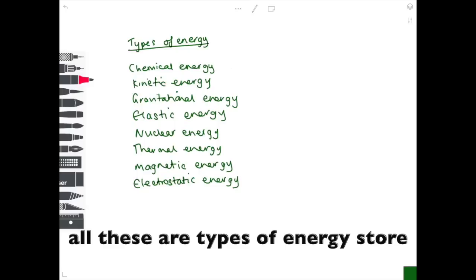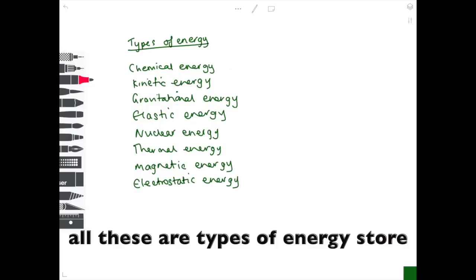So starting with chemical energy, this is to do with energy stores and it's associated with chemical bonds. And really your examples here are things like food. Remember, food is a storage of energy. The same is true for batteries. Kinetic energy, this is to do with moving an object. So anything that has movement has kinetic energy. So a man running down the road, a bus being driven along the street, they both have kinetic energy.